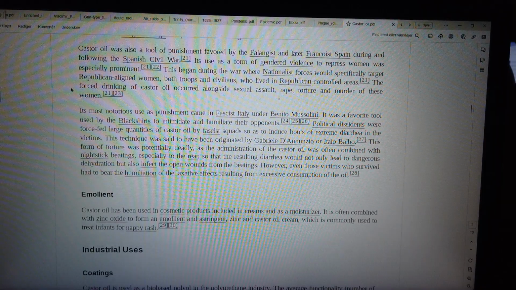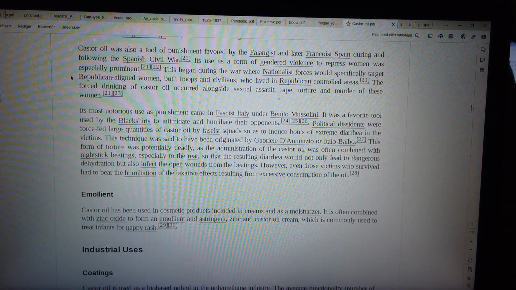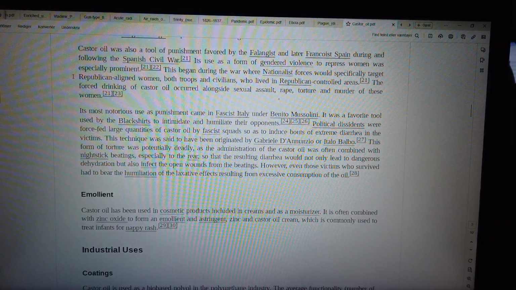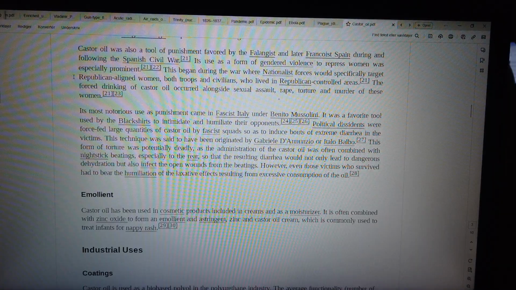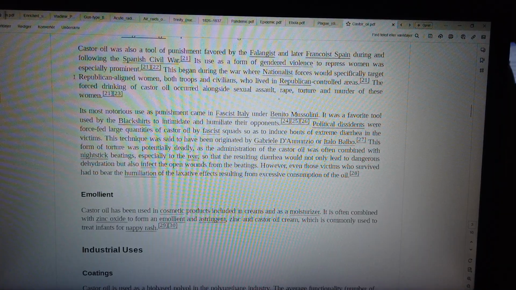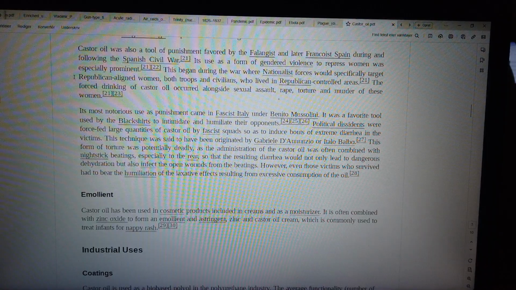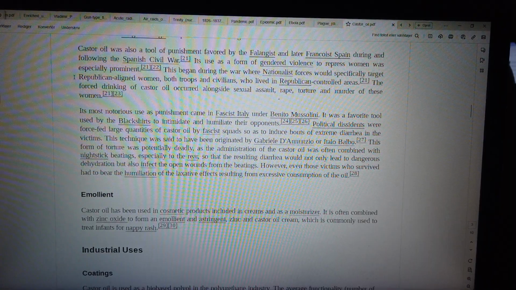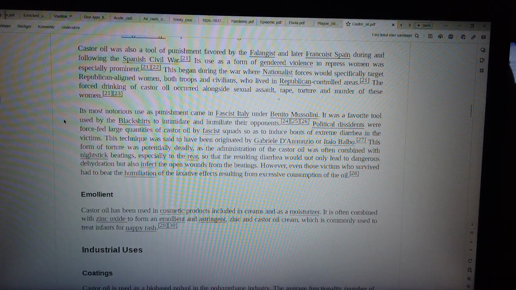This began during the war, where nationalist forces would specifically target Republican-aligned women, both troops and civilians, who lived in Republican-controlled areas. Forced drinking of castor oil occurred alongside sexual assault, rape, torture and murder of these women. Its most notorious use as punishment came in fascist Italy under Benito Mussolini.